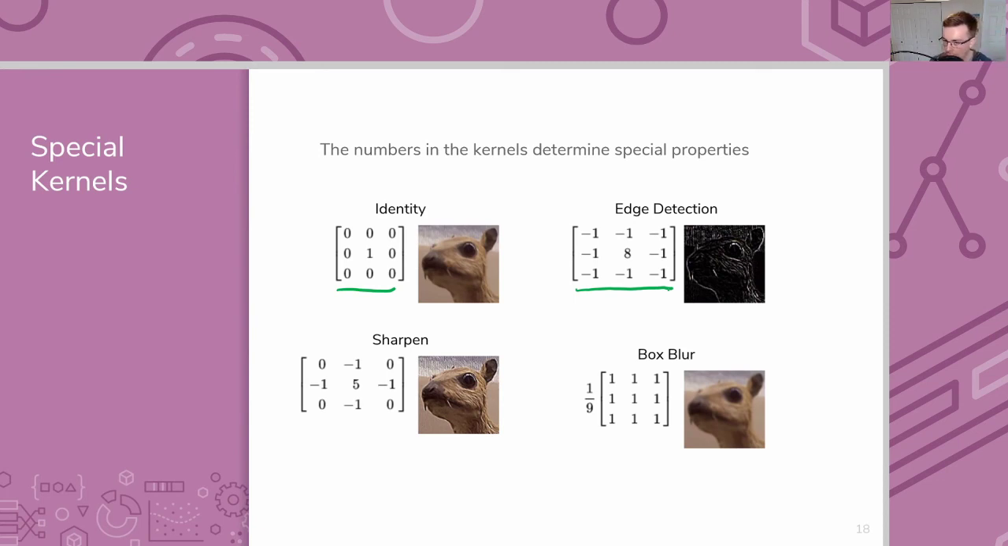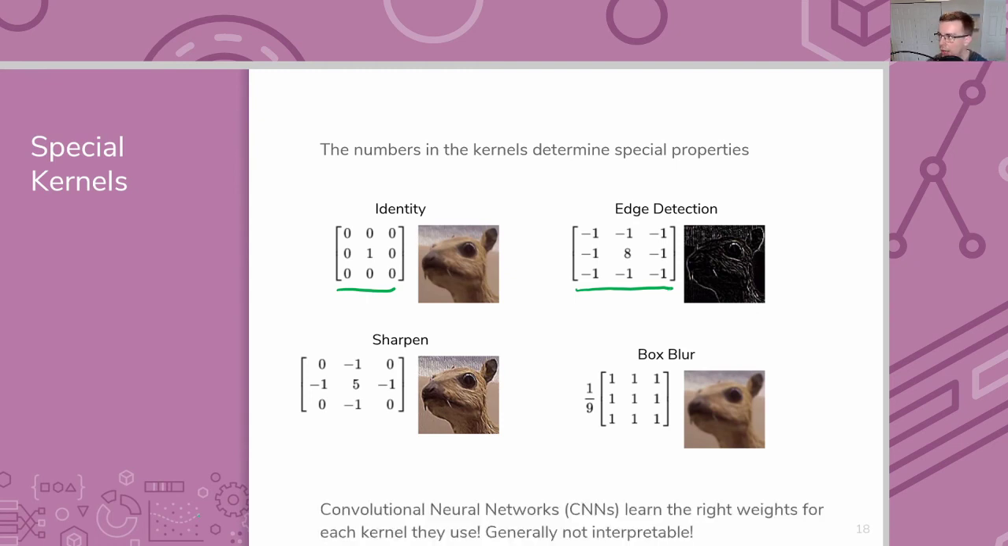In general, though, people don't hard code kernel values. This was something we did way back in like the 90s. And this was kind of the state of the art then of how to use images. We used kernels to find edges or find low-level features about images.